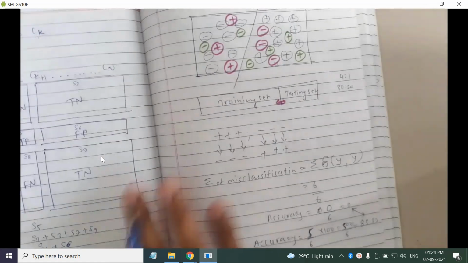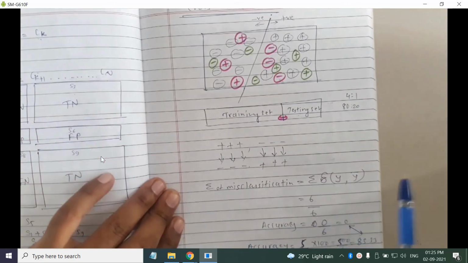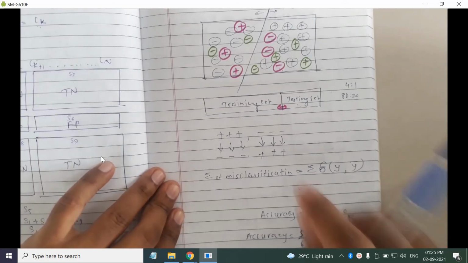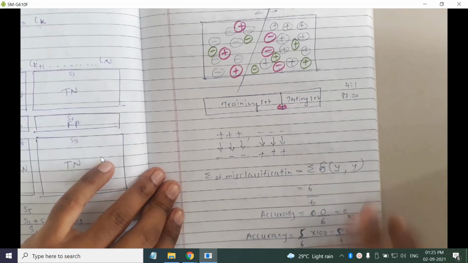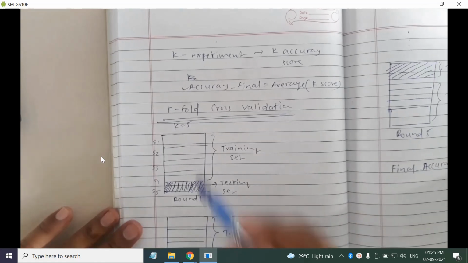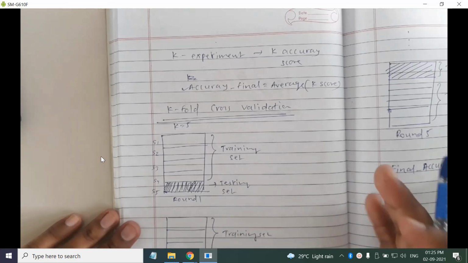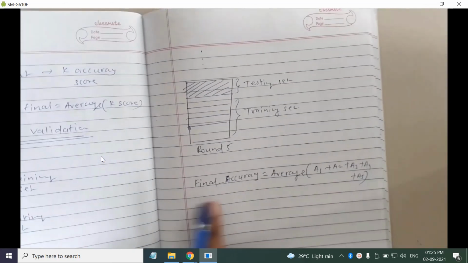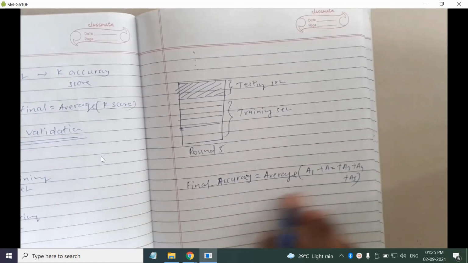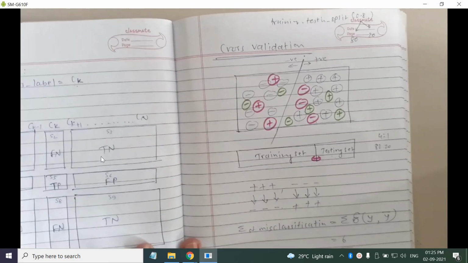Just first focus on the problem. You can't rely on one score, it could be your worst case, or the best case. So what we do is split our data set into k sections and perform k experiments. Each time we calculate an accuracy score, and finally we calculate a final accuracy score by taking an average of those k scores. That is the concept of cross validation.